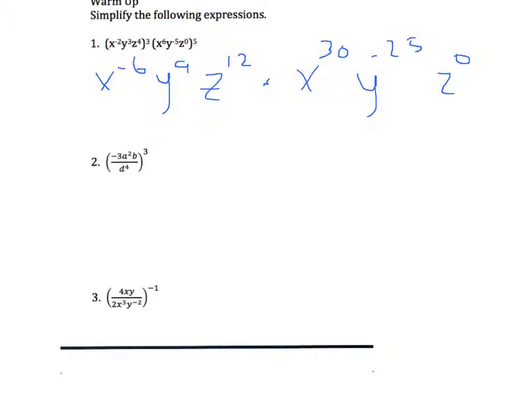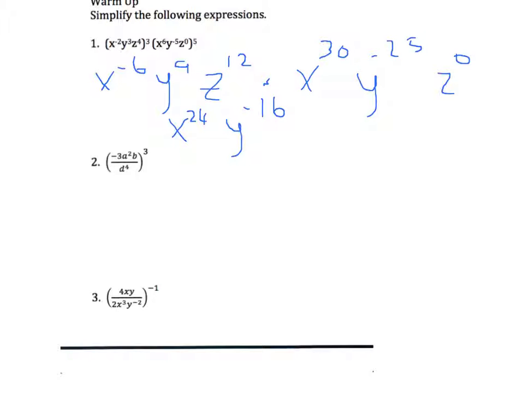And so now when you multiply, you would add the exponents, because that's how many x's are being multiplied when they have like bases. So it would be x to the 24th, y to the 9 plus negative 25 is going to be negative 16, and then z to the 0 power is just 1.